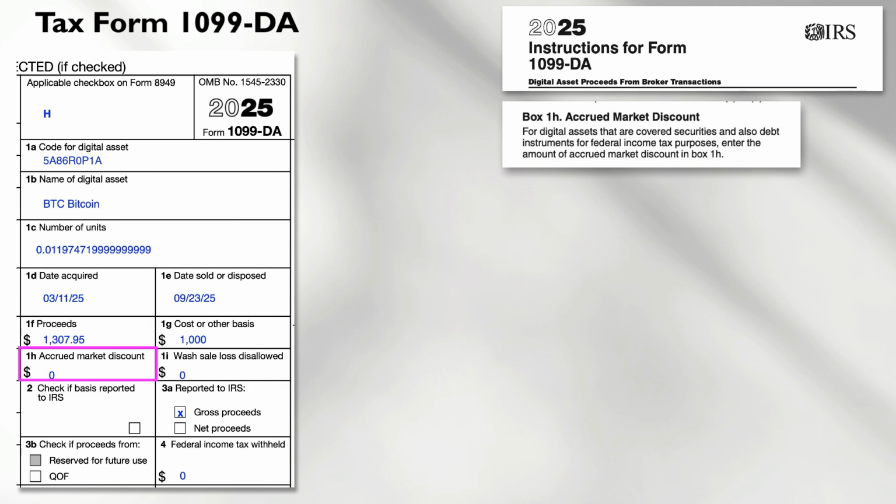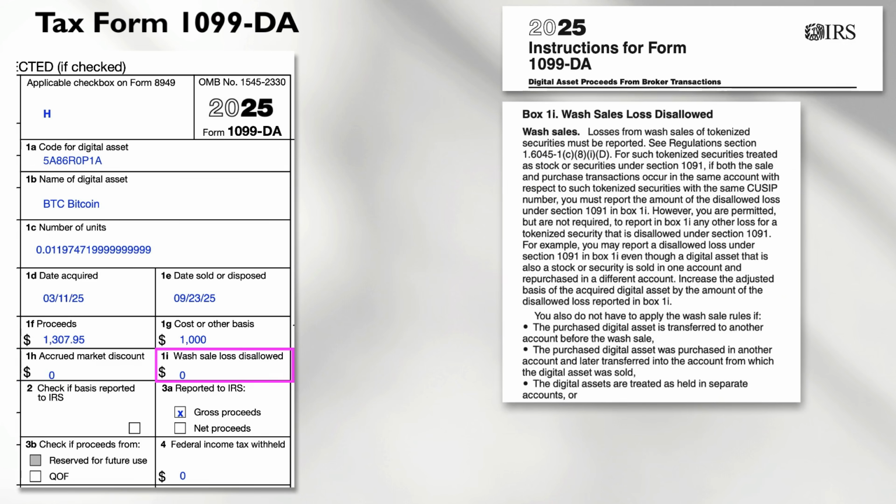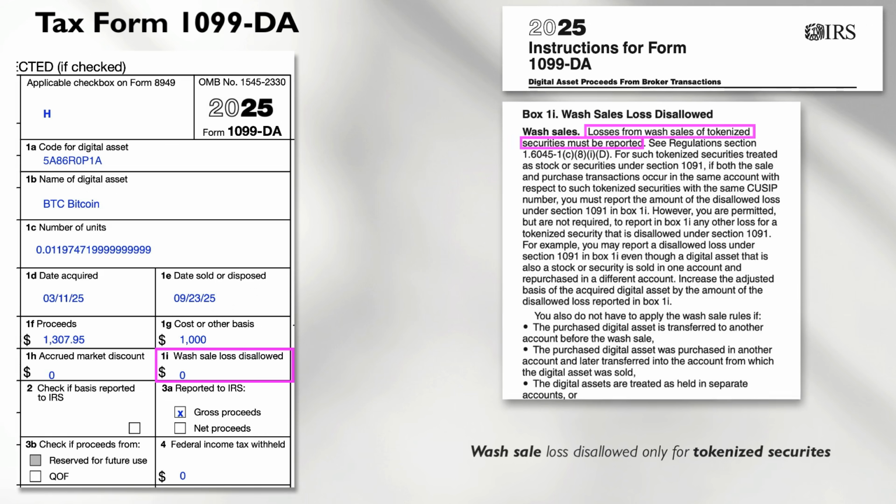Box 1H shows accrued market discount. Box 1I shows disallowed wash-sale loss. Wash-sale loss generally will apply only to tokenized securities such as crypto ETFs that function like stocks or mutual funds.